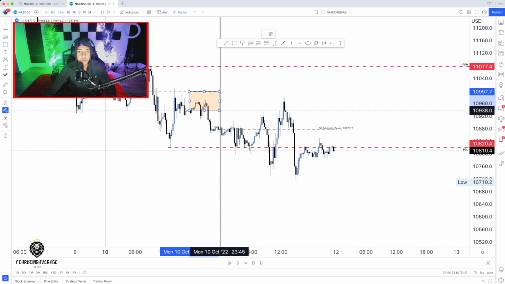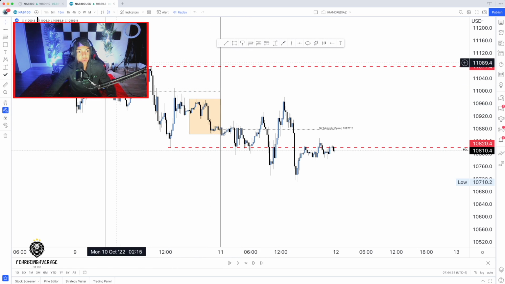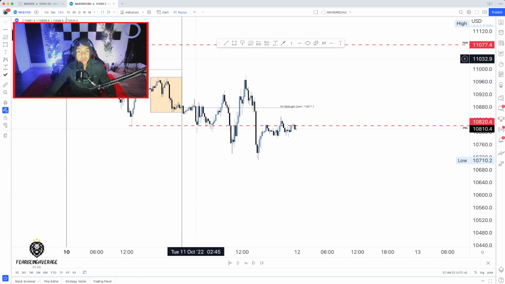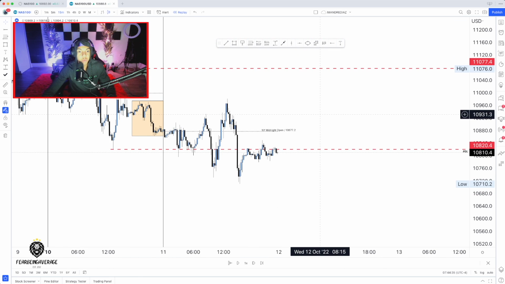So that just shows us that more than likely price was bearish for the most of this day, and it was more than likely going to remain bearish for potentially the rest of the week, considering we've had multiple down days with no showing to the upside that we want to go higher.